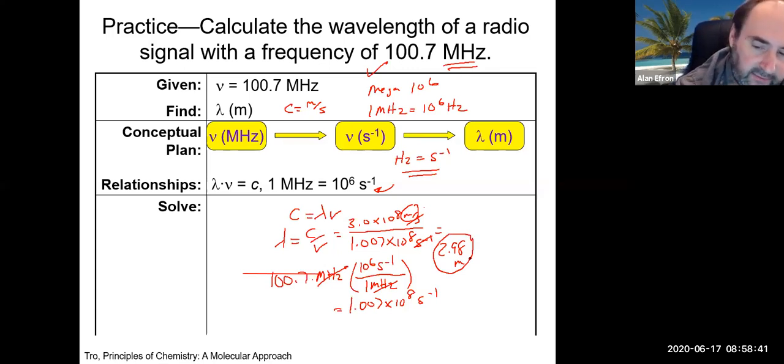So radio waves, which is where this is on the electromagnetic spectrum, which we'll see in just a second, is in a different area than the previous question, which is the visible part of the spectrum where we can see color.